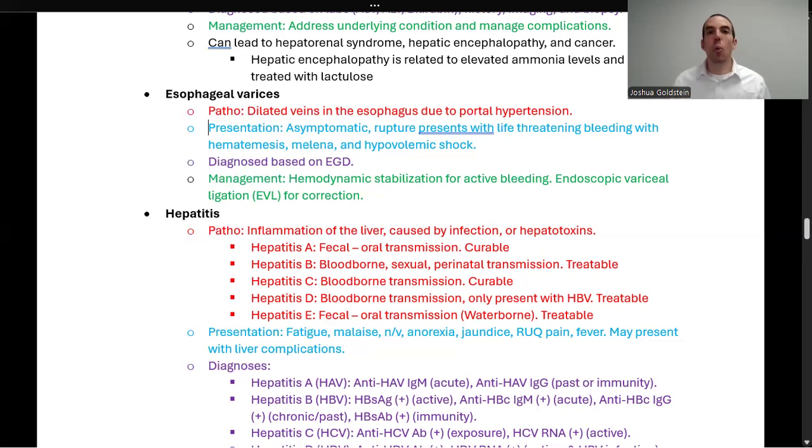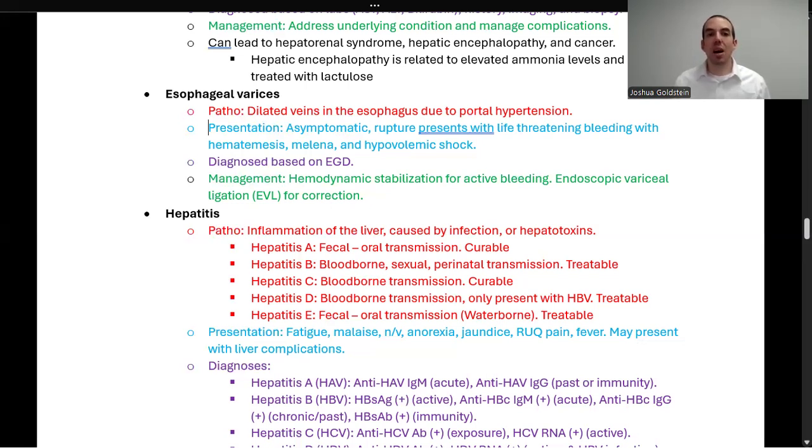When do we notice it? When they rupture. When they rupture, this can be life-threatening bleeding. It can be vomiting of blood. It can be melena, which is blood in the stool if they've been swallowing that blood, or it's just heading down. And finally, it can eventually cause hypovolemic shock and death if the patient bleeds out enough.